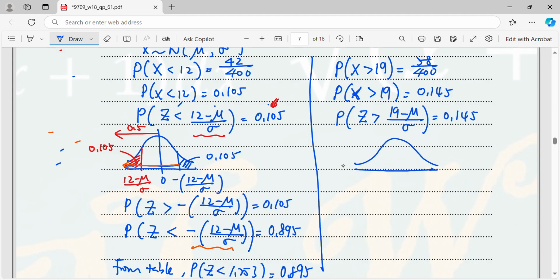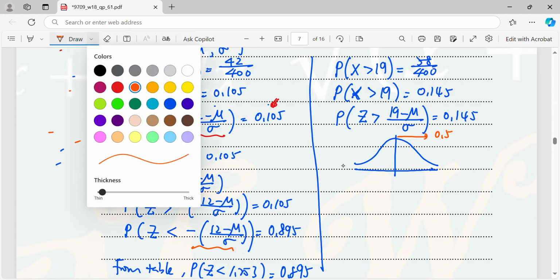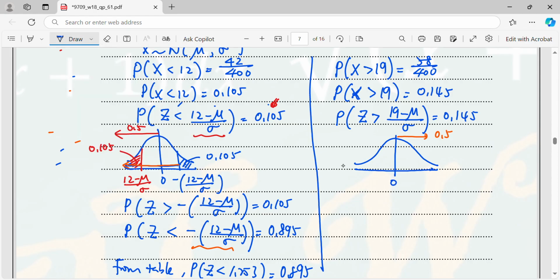Then from here, I will sketch a graph. When you take a value greater than this value, that is a probability of 0.5. Now the probability is less than 0.5, that means my line is on the right side. This is only 0.145, and the line is at the value of (19 minus mu) over sigma. The probability of more than is not available in the table, so I will write less than (19 minus mu) over sigma. That is 1 minus the probability. When you subtract 0.145 from 1, that is 0.855.